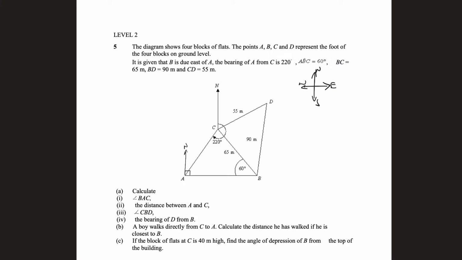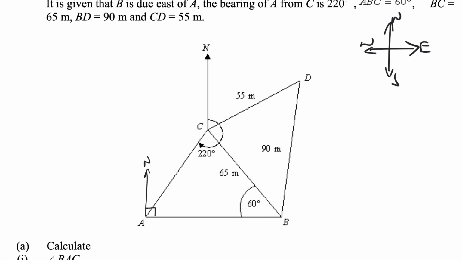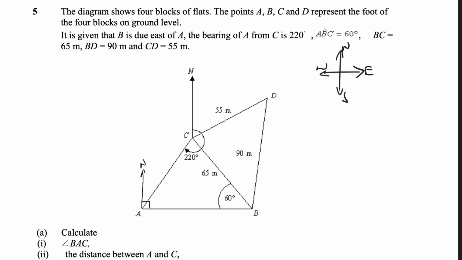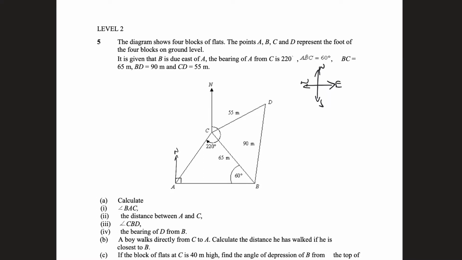Now the bearing of A from C is 220. So they already told us of A from C. So let's say if you have a north at C, the bearing is 220. It's very convenient. They've marked it out. ABC angle is 60 degrees, right? ABC 60. And BC is 65 meters. BD 90 meters. CD 55 meters. Cool. Calculate angle BAC, which is this.